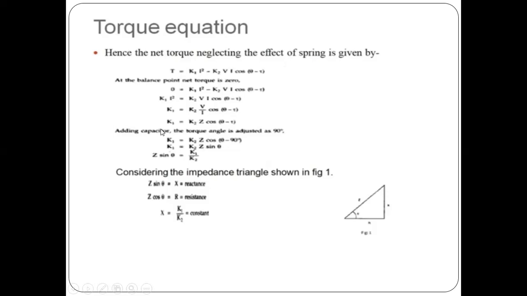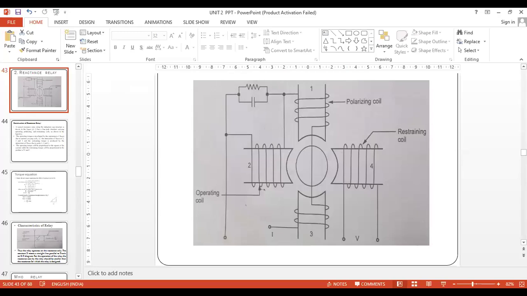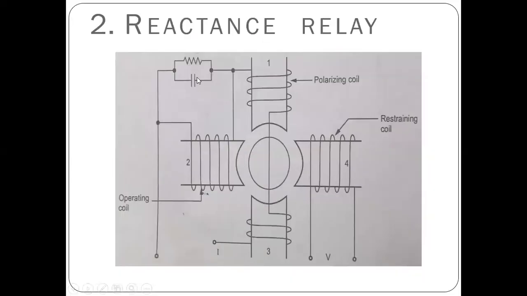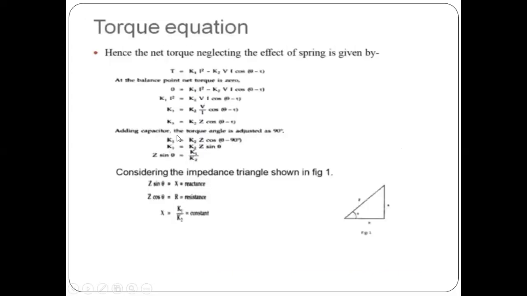Suppose we add a capacitor. In the previous diagram we have seen there is a capacitor. If we add this capacitor, the torque angle is adjusted to 90 degrees. So we write K1 equals K2 Z cos(theta minus 90), and K1 equals K2 Z sin theta. This Z sin theta is the X, the reactance, and Z cos theta is the R, the resistance.